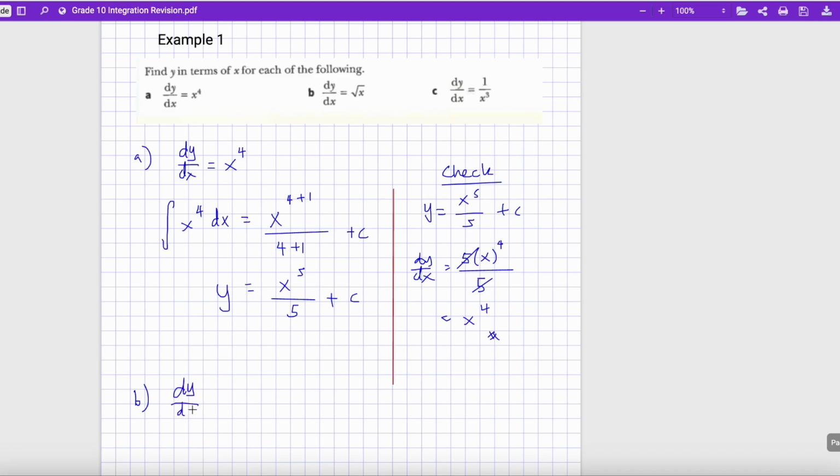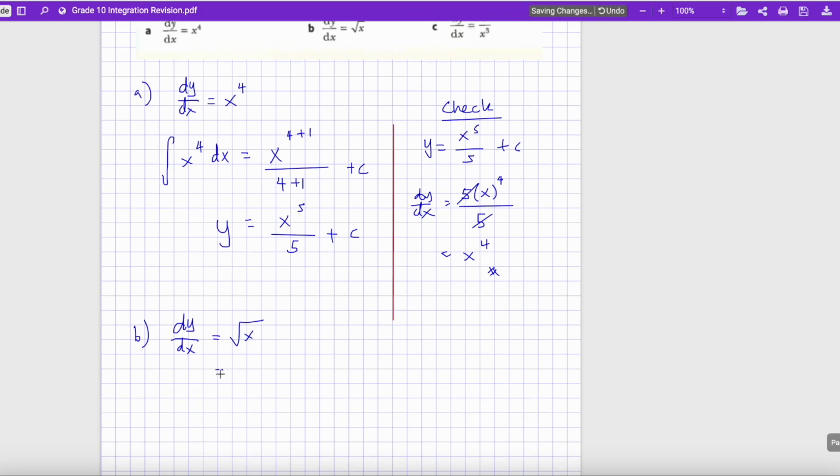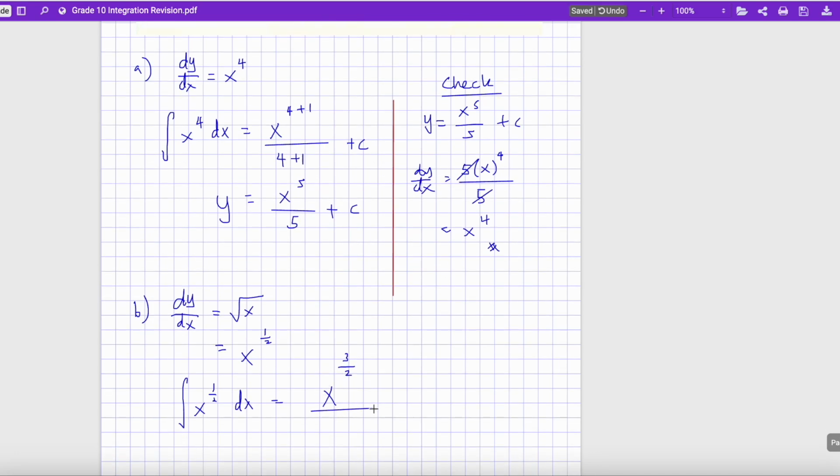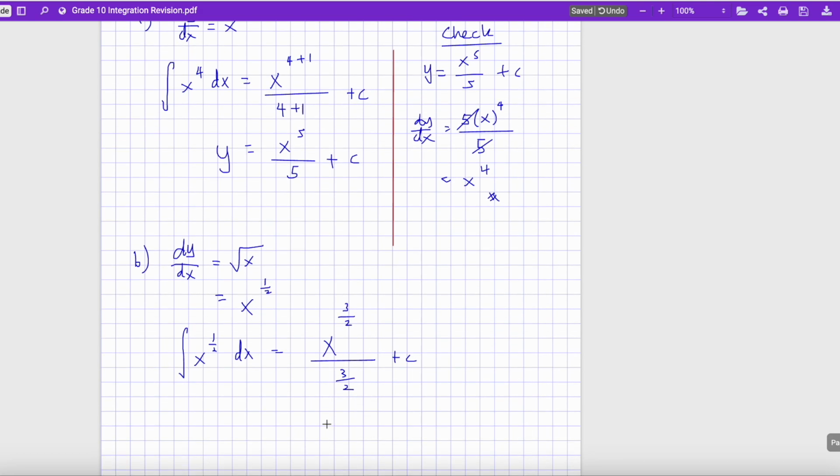If dy over dx is root of x, so essentially that is equal to x to the power of half. All right, so you're going to integrate x to the power of half dx. So what we will have here is x to the power of 3 over 2, because 1 plus half is 3 over 2, divided by the new power, 3 over 2, plus c. Clean this up a bit, so we have 2 over 3 x to the power 3 over 2 plus c. Okay? So let me know if you got it right.